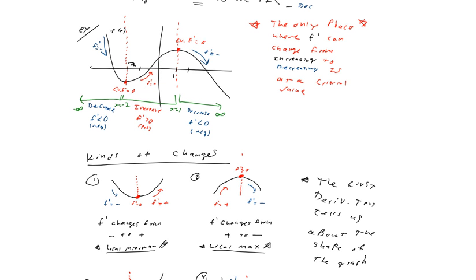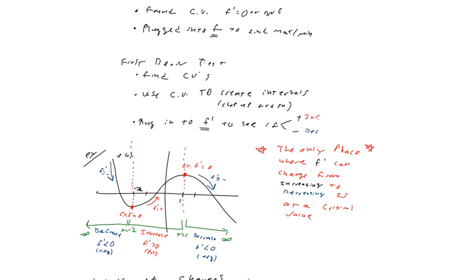So the first derivative test is we find the critical values. We use those critical values to create the intervals. And then you plug in a number in that interval. You plug some value in the interval in the derivative to see if that section is increasing or decreasing. The only place where the derivative can change from increase to decrease is at a critical value.